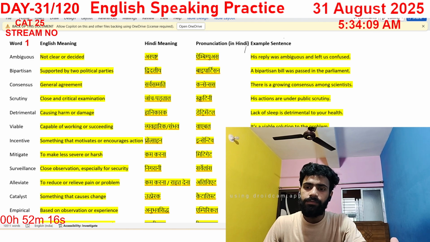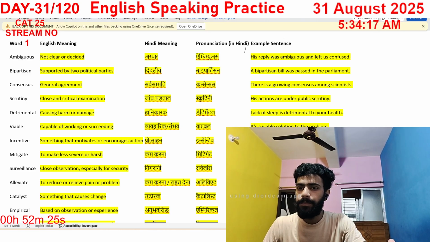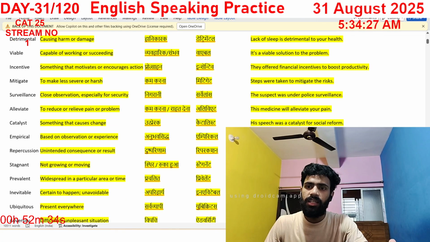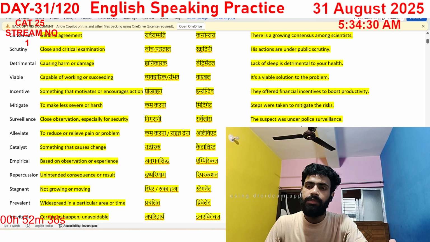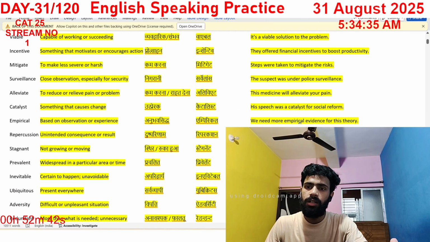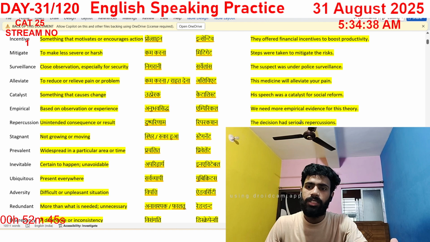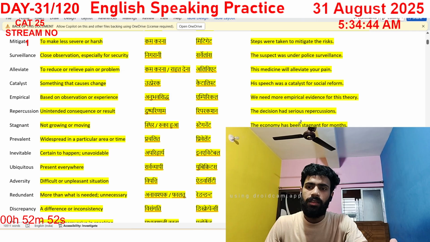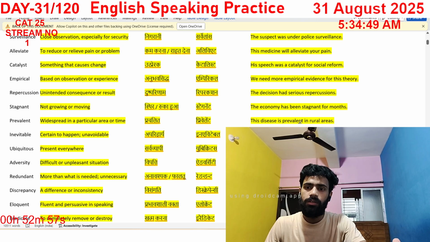Mitigate means to reduce or make less harsh. Then surveillance means close observation, especially for security purpose. Sorry, mitigate means to reduce harshness. Alleviate means to reduce problem, pain or harsh. Catalyst means something that causes change. Empirical means based on observation or experience. Repercussions means unintended consequences. Stagnant means not growing or moving.